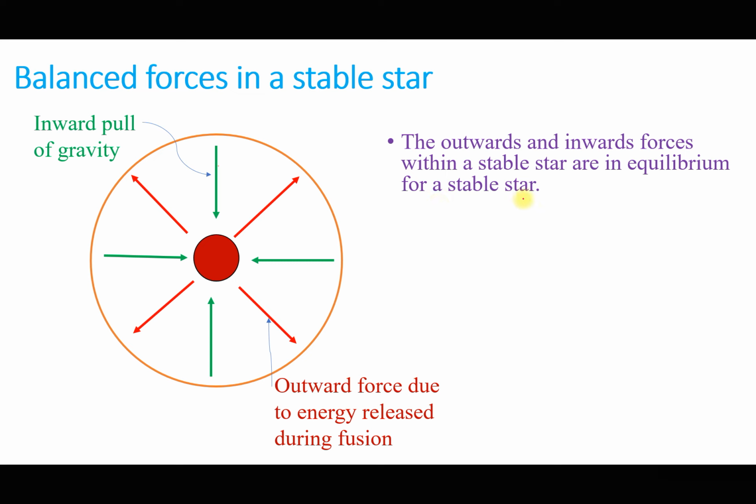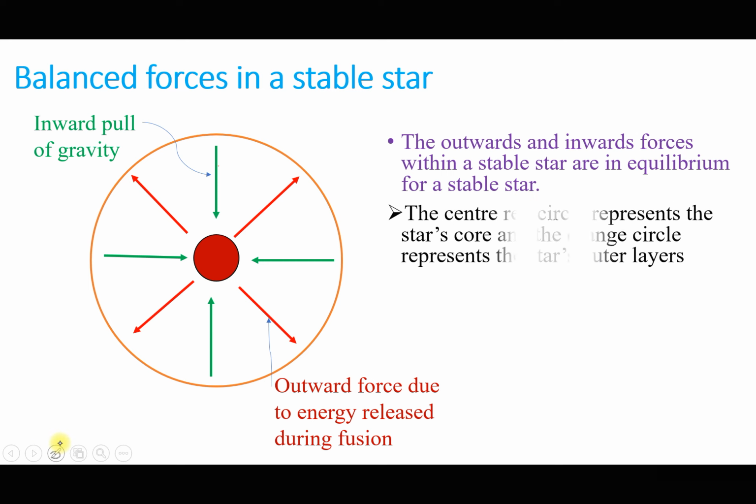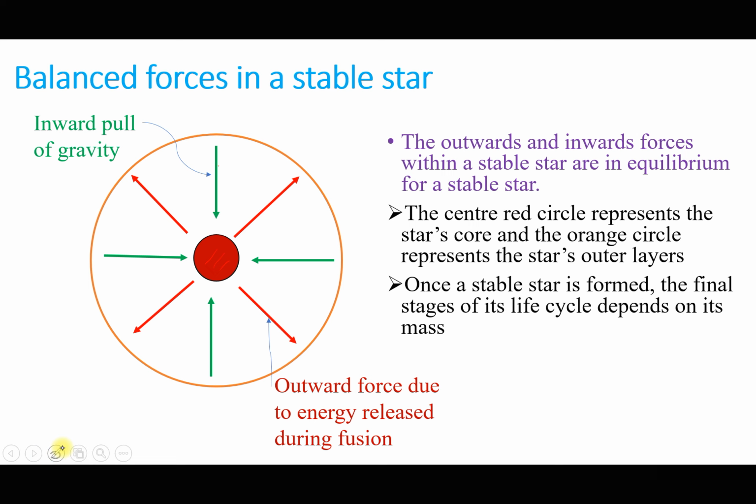They become equal for a stable star. So the center red circle represents the core of the star, and the orange circle represents the star's outer layers. And once a stable star is formed, the final stage of its life cycle is going to depend on its mass. So after the nebula collapses into a protostar, the protostar then becomes a stable star once nuclear fusion is initiated.